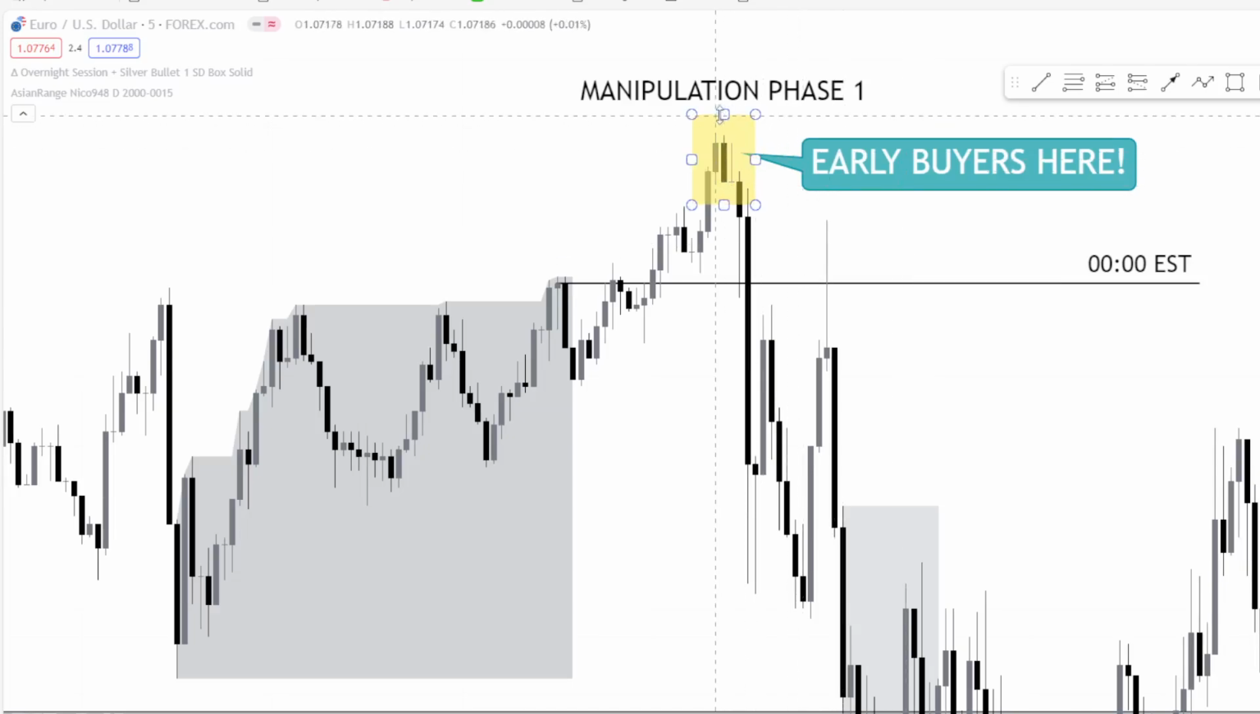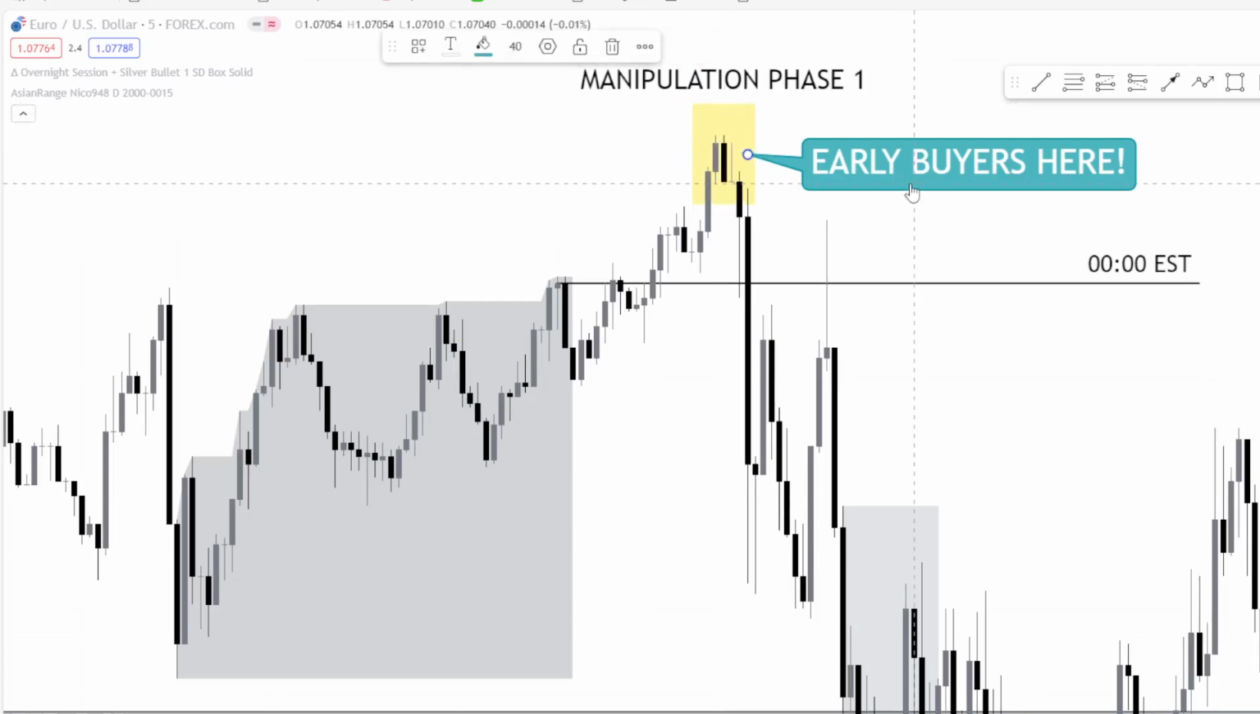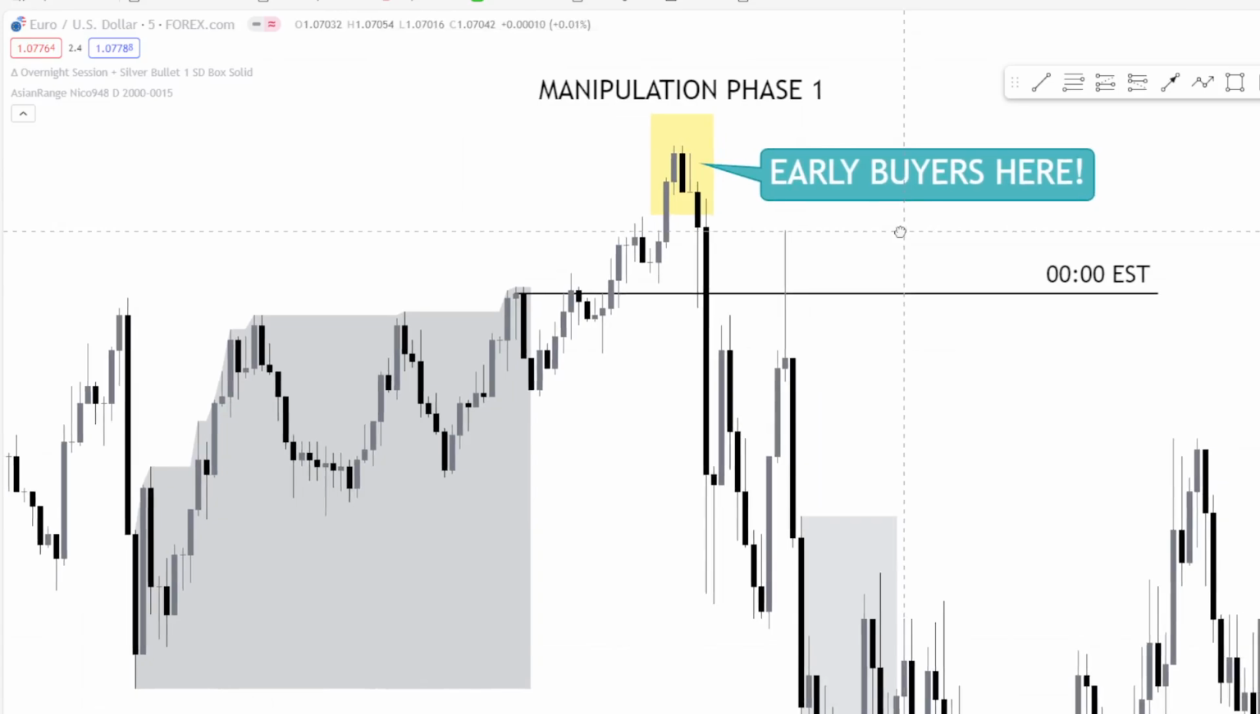Price action shows signs of higher prices, but we are not aligned when it comes to our time, and this is very important when it comes to ICT concepts. It's time and then price, not the other way around. It's time and then price.